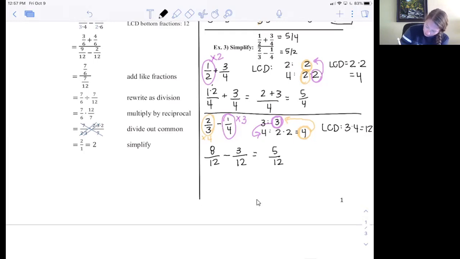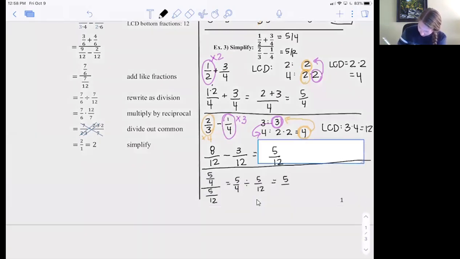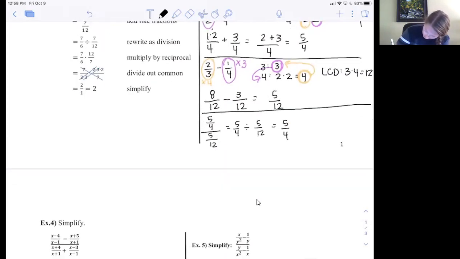So now I have 5/4 divided by 5/12. So I can rewrite this as 5/4 divided by 5/12, which then I can do 5/4. Okay, that's going to stay the same, and then I just multiply, and then I flip the second one.